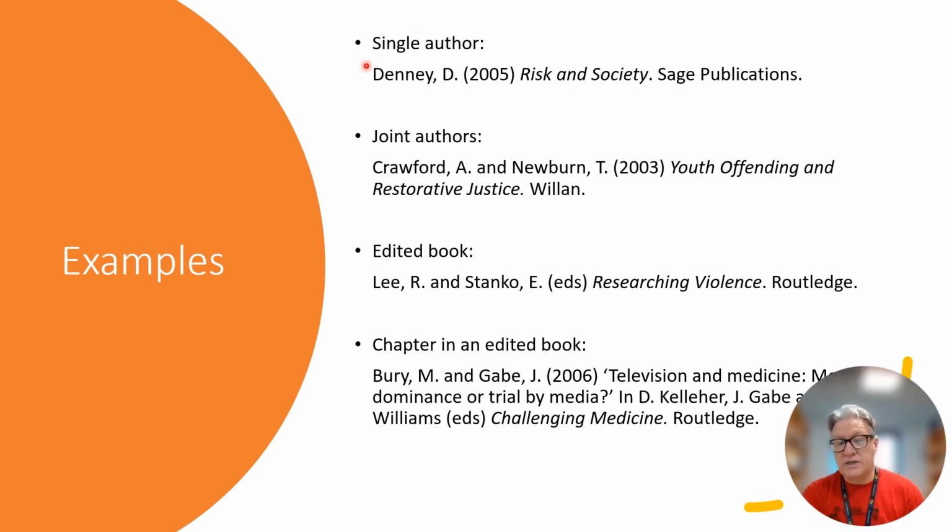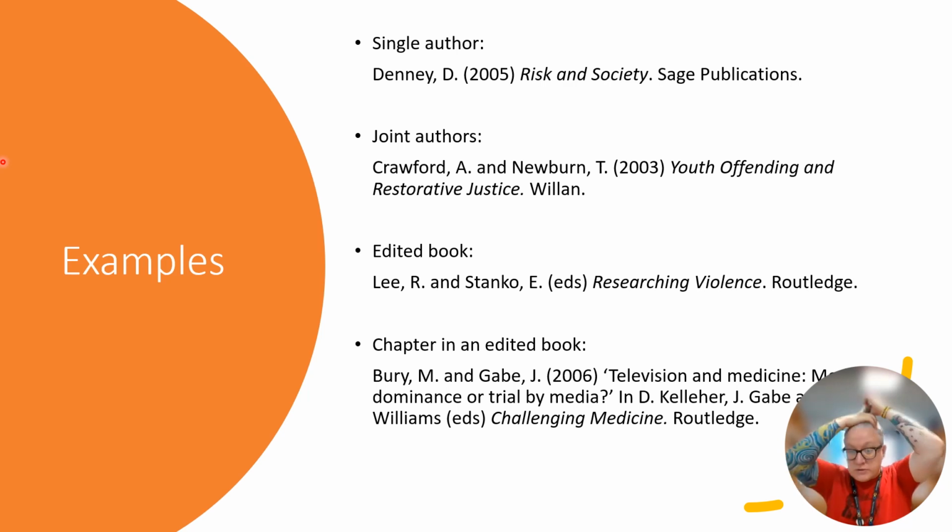So if we have a single author: family name, their initial or initials if they have more than one, the date, the title of that book, it's a book in this case, and the publisher. That's it. So I'm going to break this down as closely as possible. We have five elements to a bibliography entry here: family name, initial, the year, the title of the book, which should be in italics and always will be, and the publisher. 1, 2, 3, 4, 5.